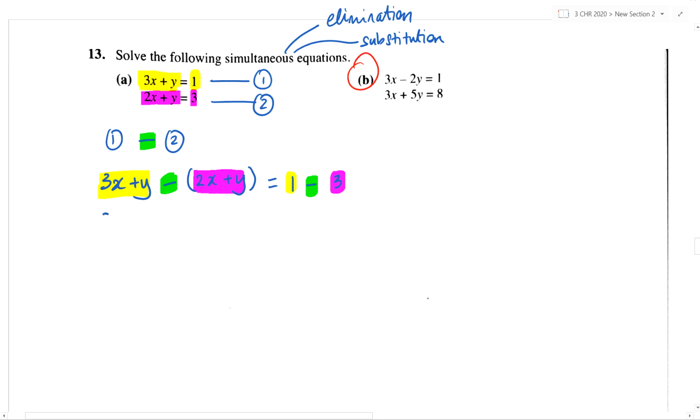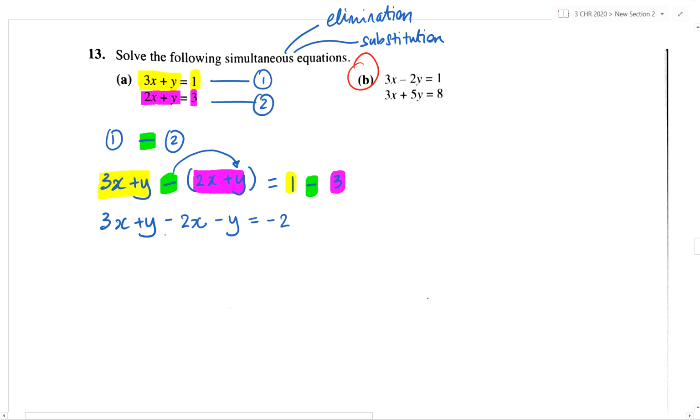Okay, so expand it out, 3x plus y. Now minus. When you see a minus outside the bracket, you will flip all the signs within the bracket. This is currently a positive 2x, so we're going to flip it to become negative 2x. This is currently a positive y. We're going to flip it, it becomes a negative y. On the other side, 1 minus 3 is negative 2.